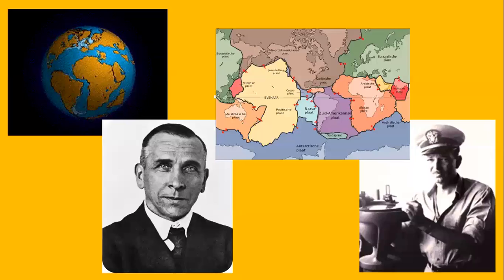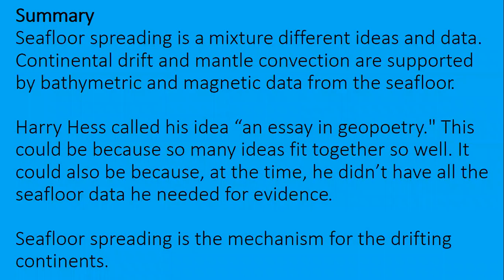So, in summary, the seafloor spreading is a mixture of different ideas and data. Continental drift and mantle convection are supported by bathymetric and magnetic data from the seafloor. Harry Hess called his idea an essay in geopoetry. This could be because so many ideas fit together so well. It could also be because at the time, he didn't have all of the seafloor data he needed for evidence. Seafloor spreading is the mechanism for the drifting continents.